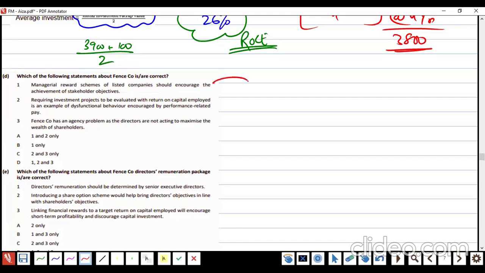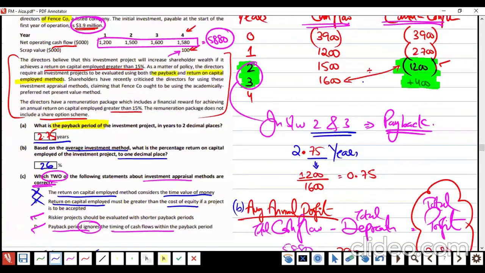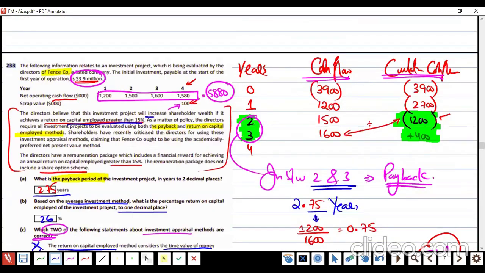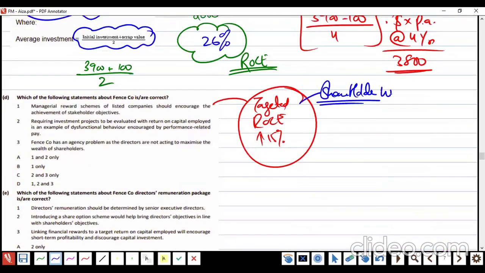Yes. Who made the targeted ROCE greater than 15%? This is who? The managers? The shareholders. This is the objective of a company, no? Increasing shareholder wealth is the main objective of a company, and an increase in shareholder wealth will be achieved if the ROCE is greater than 15%. So the increase in shareholder wealth is the main objective of directors. Yes, it is. Then a required investment project will be evaluated with return on capital employed.